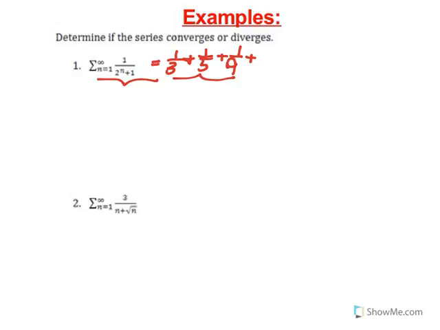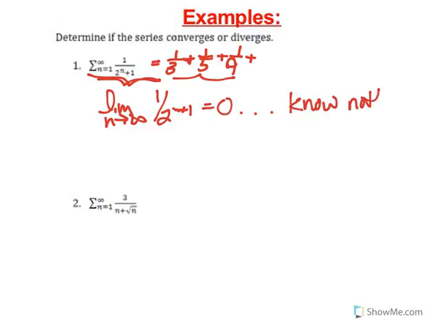Now, is this a p series? No, it's not a p series because it's not n raised to a power. It's not 1 over n squared. It's 1 over 2 to the n plus 1. It's not a p series. I could think of the nth term test, but the limit as n goes to infinity of 1 over 2 to the n plus 1 equals 0, so we know nothing, right? So that doesn't really help.